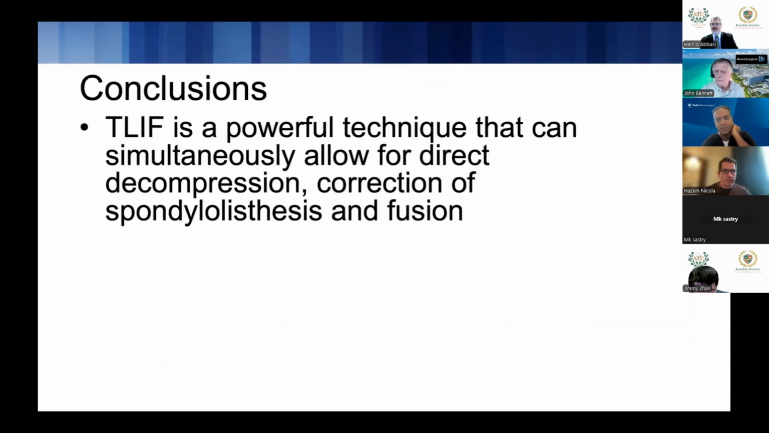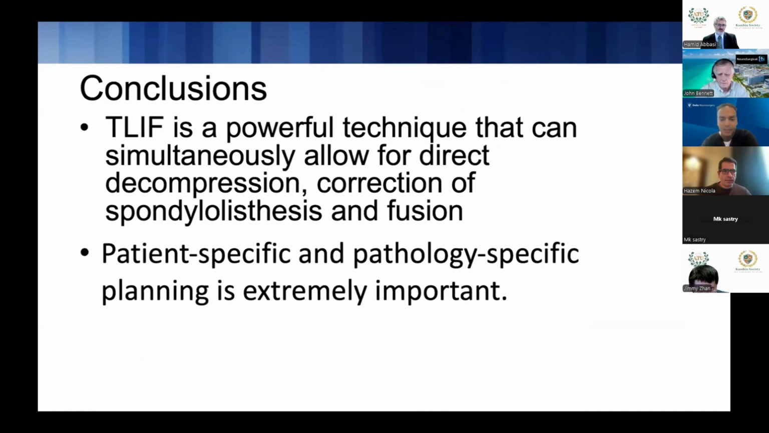So just to conclude, I think that the TLIF is a really powerful technique. And I think patient-specific pathology and pathology-specific planning is extremely important.